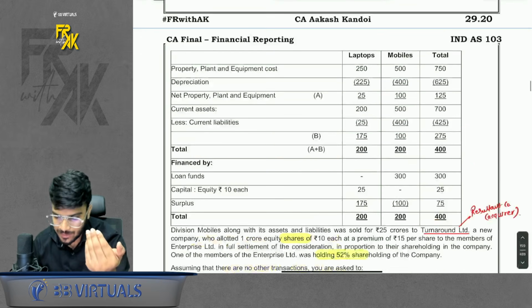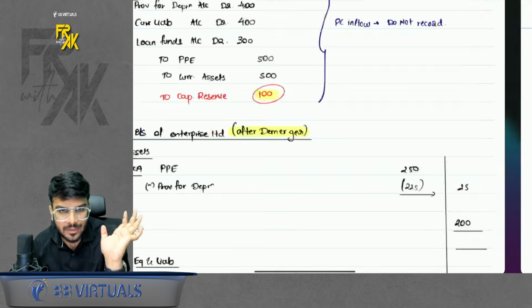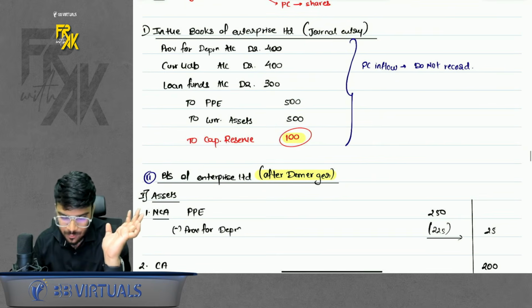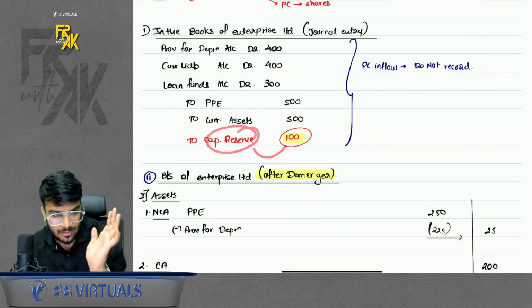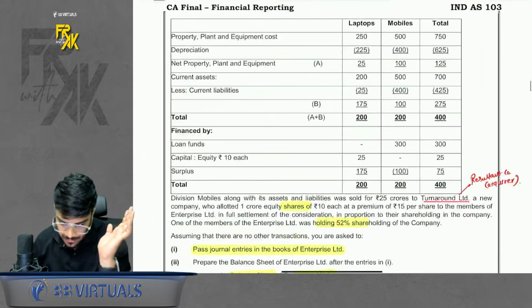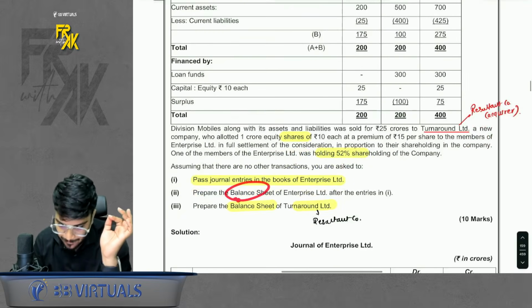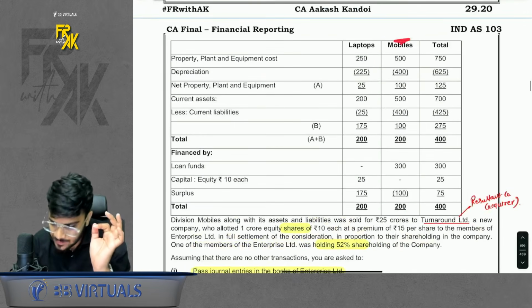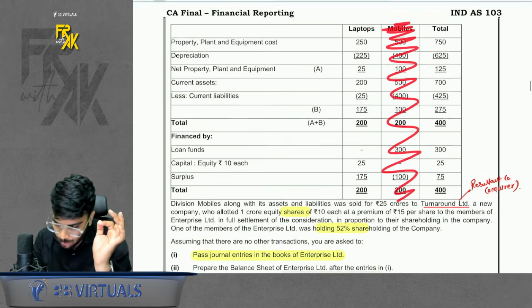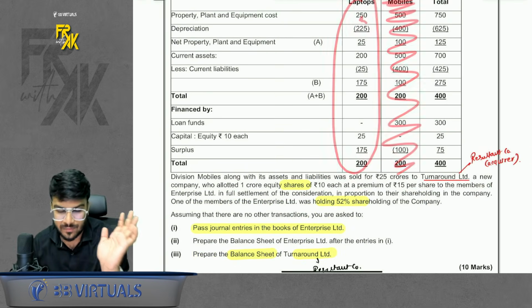What would Enterprise do? It will remove the assets and remove the liabilities. See closely: removing all the liabilities at carrying amount, removing all the assets at carrying amount. The difference is being transferred to capital reserve. Then they have asked for the balance sheet of Enterprise Limited. How will you prepare it? It is very simple. Just remove the mobile division. Only the laptop division will remain. Prepare the balance sheet of this laptop division.